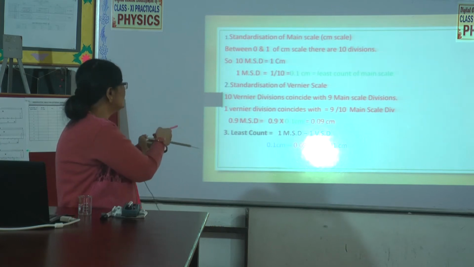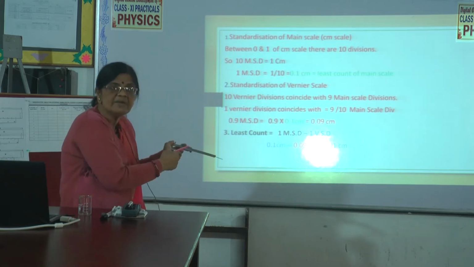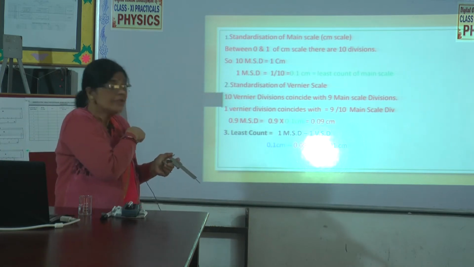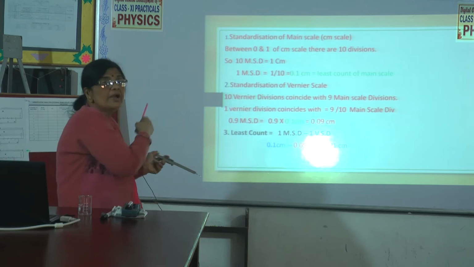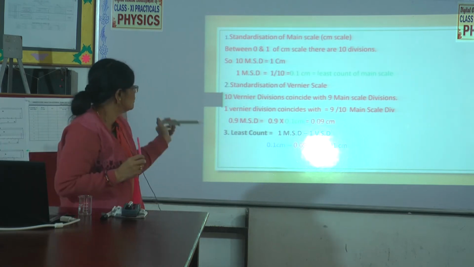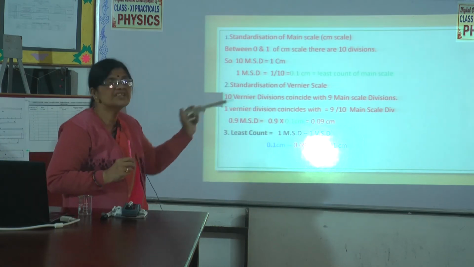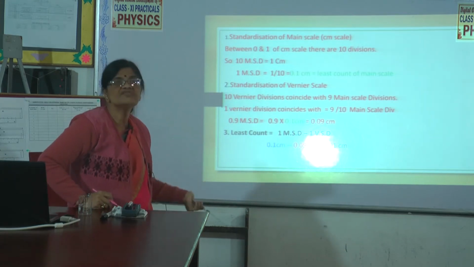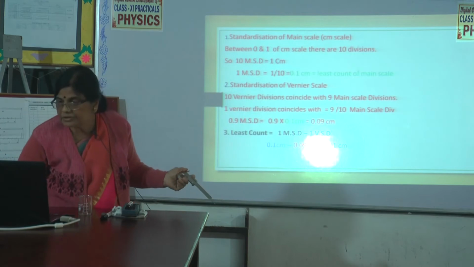So 1 vernier division, simple maths, is 9 by 10 main scale division. And what is 1 main scale division standardized to be? 0.1 cm. So 9 by 10 of 0.1 will give you 0.09. I have already discussed this. So 1 vernier division reads 0.09, 1 main scale division reads 0.1. The difference gives you 0.01, which is the least count.